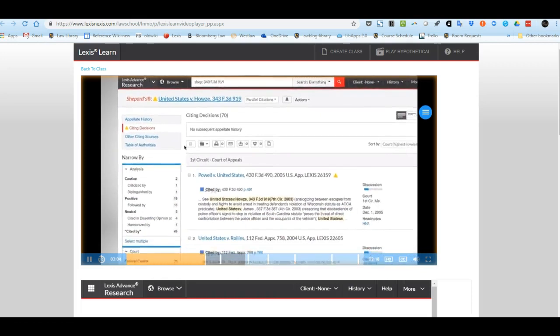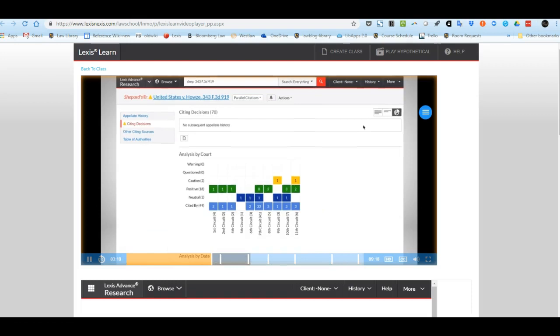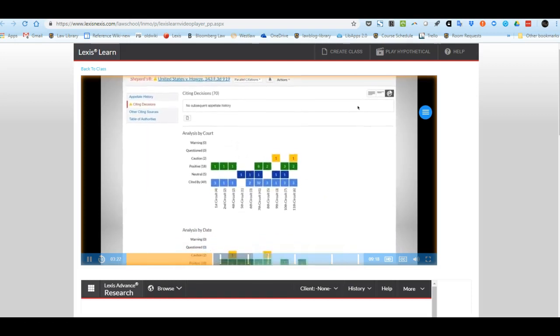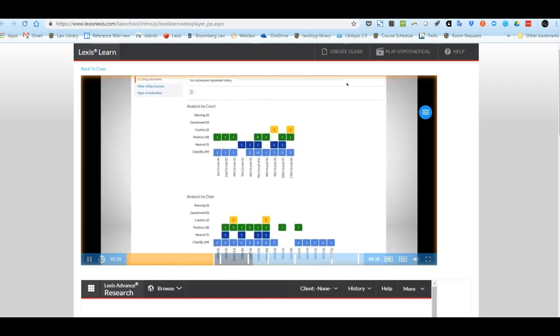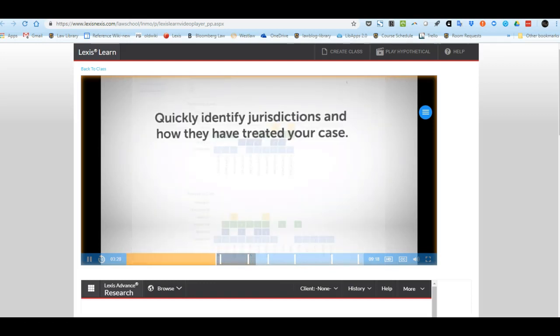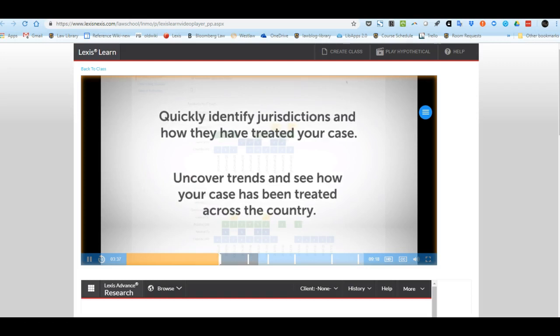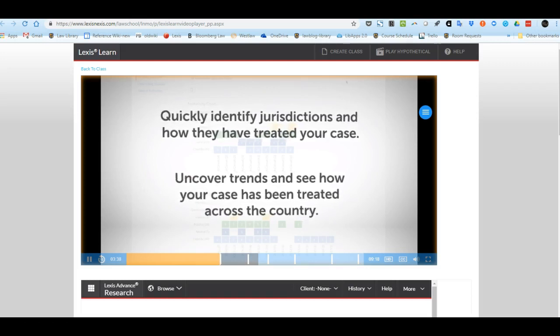Citing Decisions displays all the cases that cite your case. The default view lists cases from highest court to lowest court. To see a graphical view of your citing decisions, select Grid, top right. The top grid displays level of analysis by jurisdiction, and the bottom grid shows level of treatment over time. The grid view helps you quickly identify jurisdictions that have heavily cited your case and how they treated it, and uncover trends and see a streamlined view of how your case has been treated across the country.